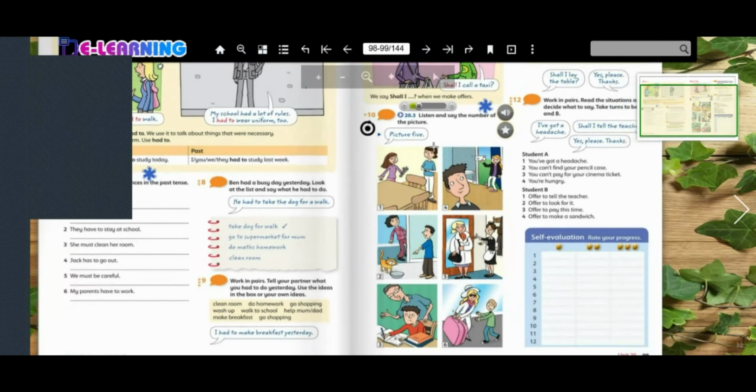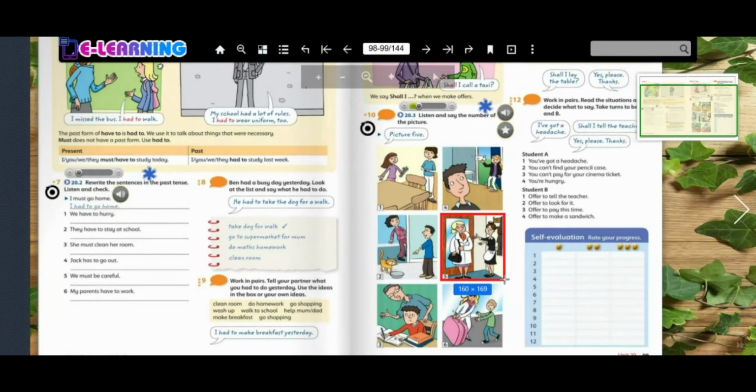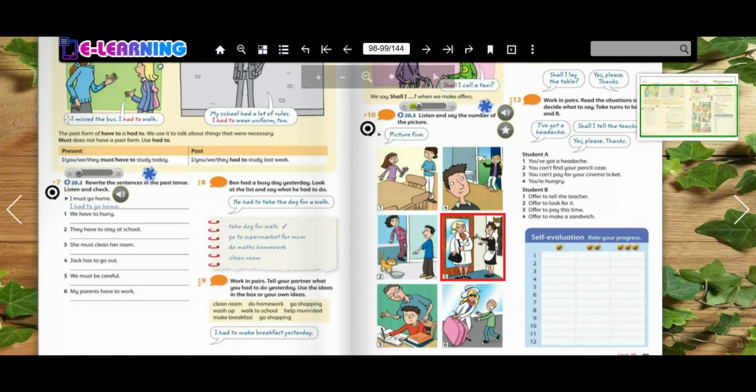What picture is that? Picture 5. What did she say? Shall I take your coat? Right? Next one.